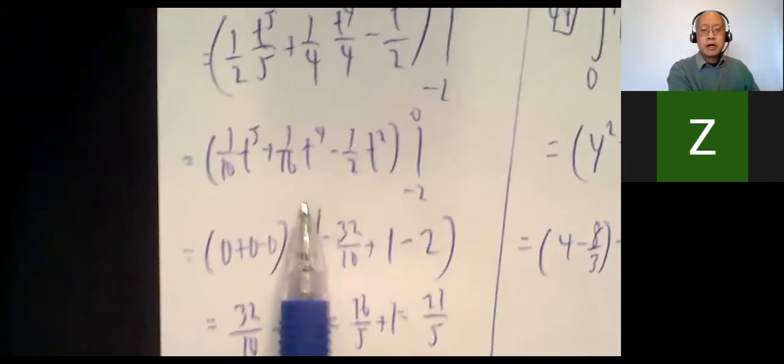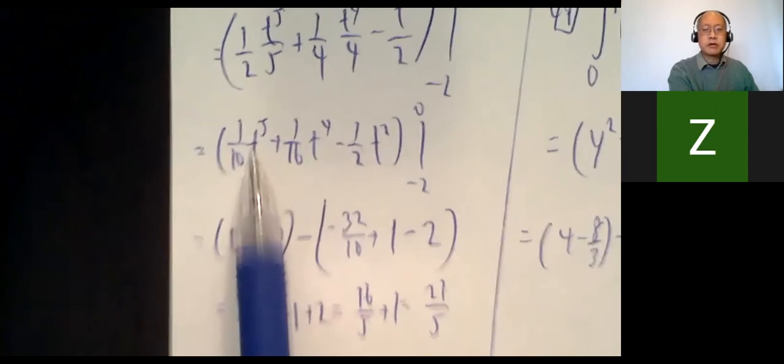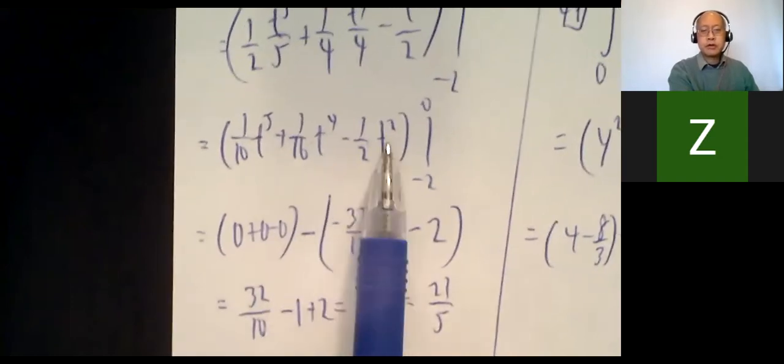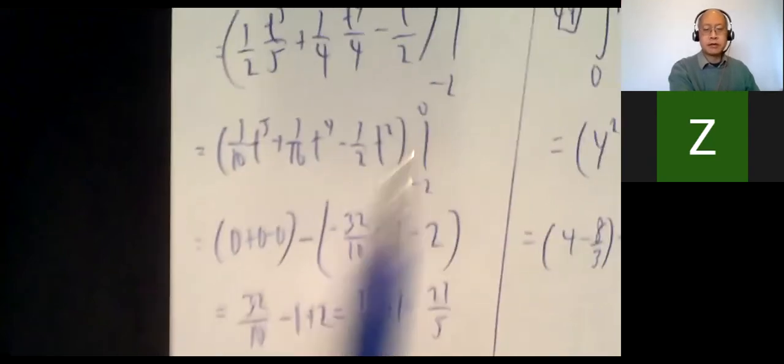Plug in 0. Plugging in zero is real easy, right? Zero to the fifth is zero. Zero to the fourth is zero. Zero squared is zero. Times any coefficient is zero. Zero plus zero is zero. Zero minus zero is zero. It's zero, right? So the harder one is negative two.